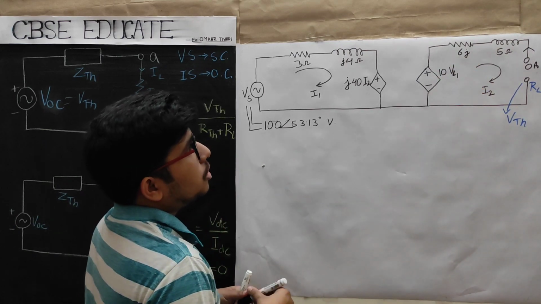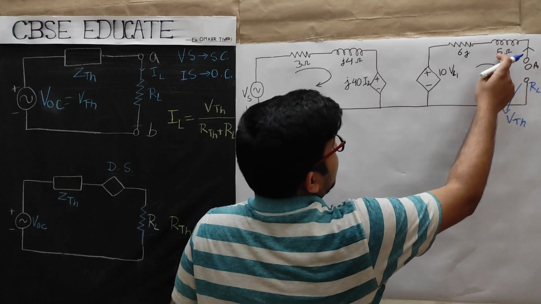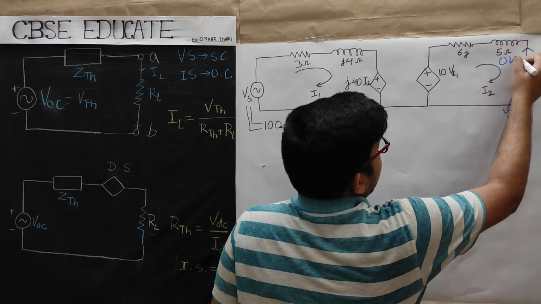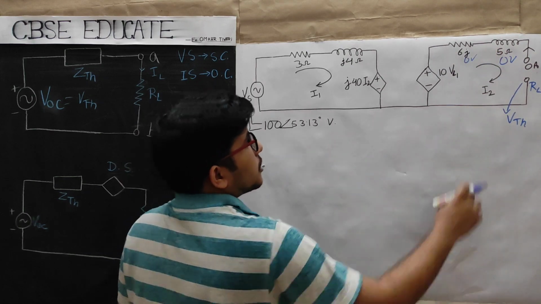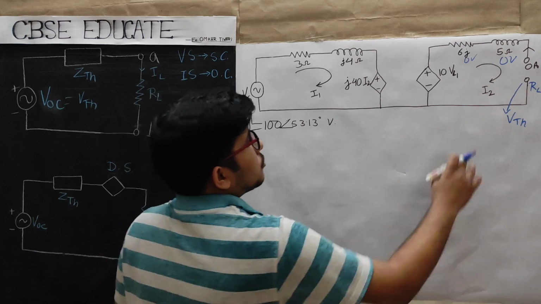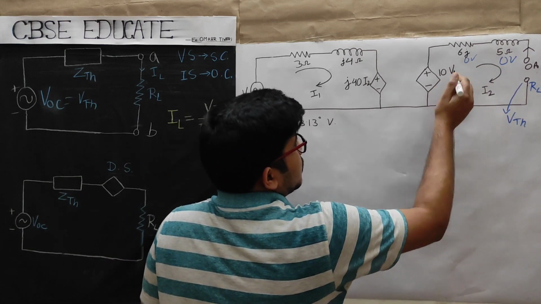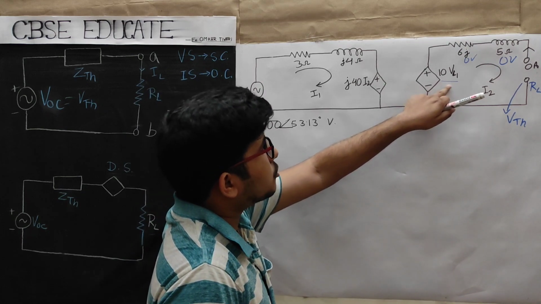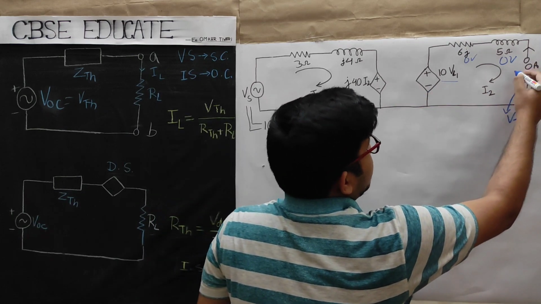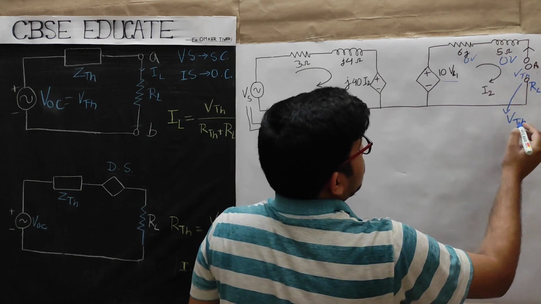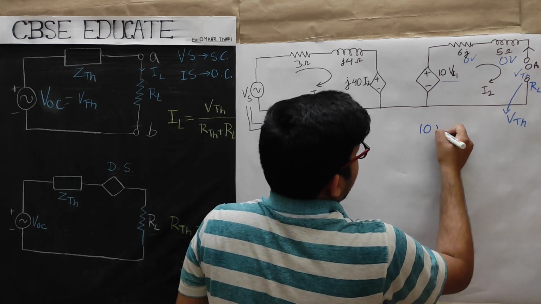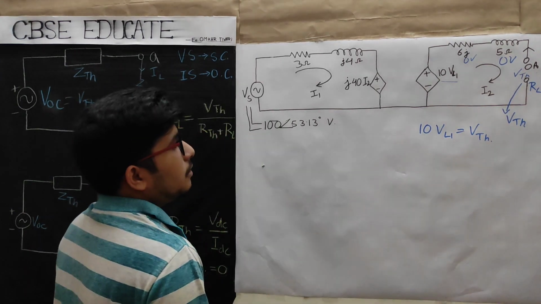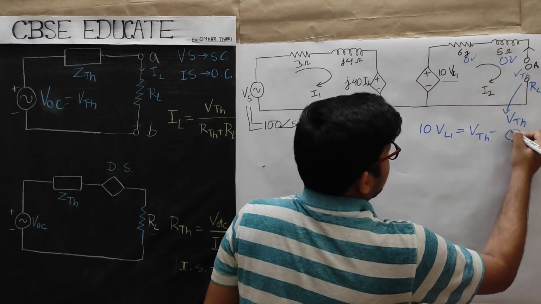Which means the voltage drop across the 5 ohm resistance and the 6J ohm inductor is 0 volt and 0 volt. The voltage drop across these two will be 0. So when these two are 0, this voltage dependent voltage source 10 VL1 will be equal to VTH. Suppose this is VTH, so 10 VL1 is equal to VTH. Suppose this is equation number 1.